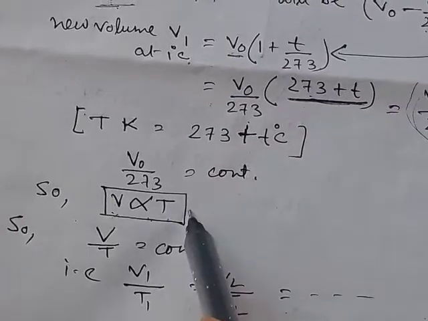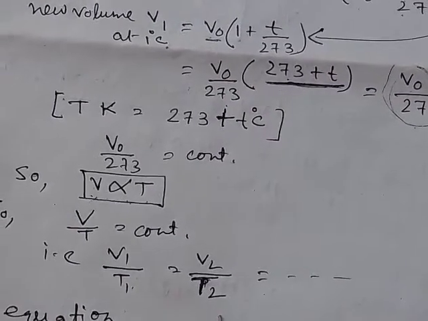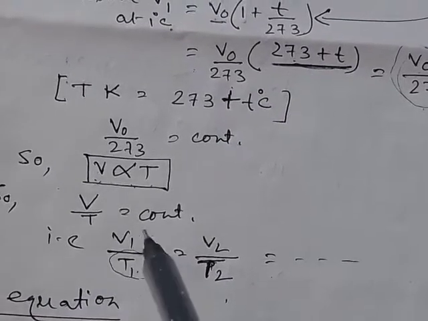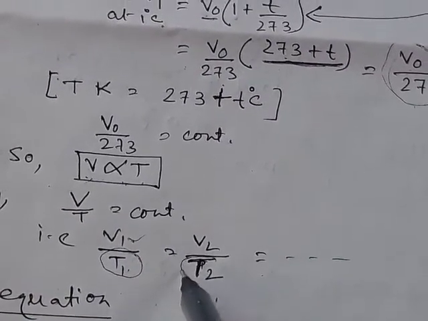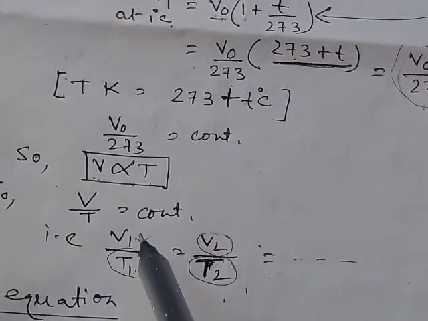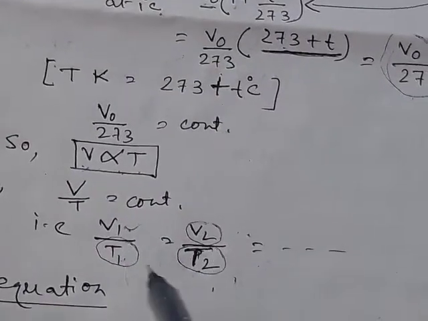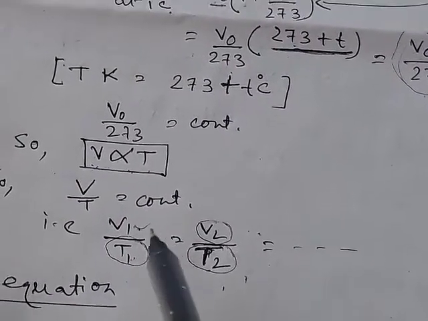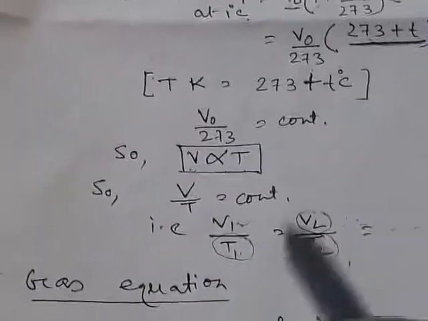So, from this relation we can write V1 by T1 is equal to V2 by T2. That is, at a particular temperature, if V1 volume is known, then at another temperature, say T2, the volume of the gas can be determined. So, here are the 4 variables, and out of these 4 variables any 3 are known, then the rest can be determined from Charles law.